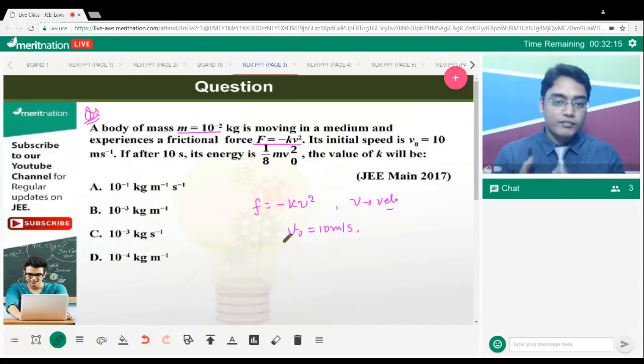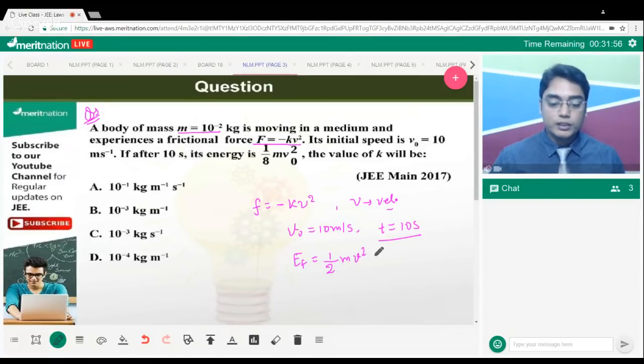So by using the half mv square formula, we can equate and get the final velocity, right? So let's see how to obtain the final velocity. But here time is also given, time is equal to 10 seconds, right? So the final energy is given, so I'm writing this final energy, this is equal to half m v square.